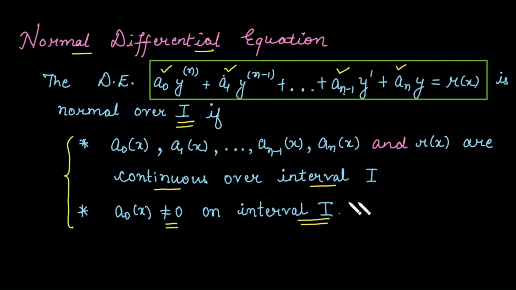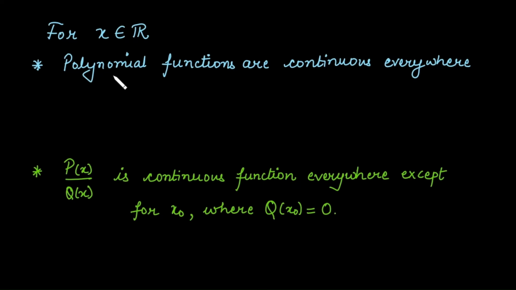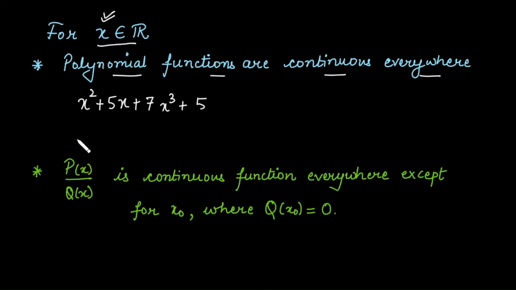Now before beginning with the examples, let's take a brief overview of some well-known functions and when they are continuous. Starting with the first term, polynomial functions are continuous everywhere, for each value of x as a real number. For example, if I take this polynomial, it is a cubic polynomial, and this is always continuous for every value of x belonging to the set of real numbers.